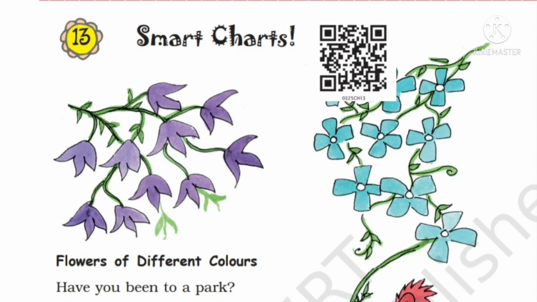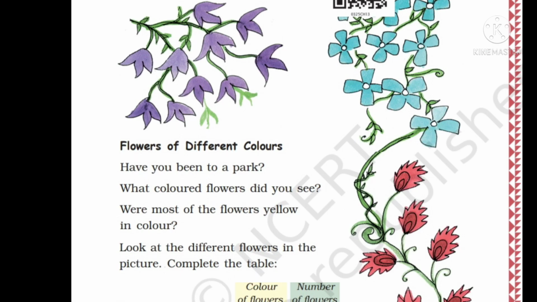Charts. Welcome to Amazing World. Let's study chapter 13, Smart Charts. Flowers of different colors. Have you been to a park? Yes. What colored flowers did you see? Were most of the flowers yellow in color? Yes. Look at the different flowers in the picture and complete the table.